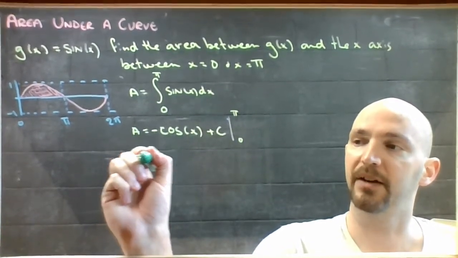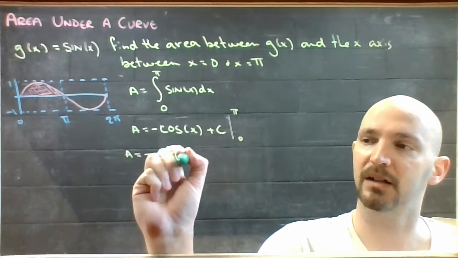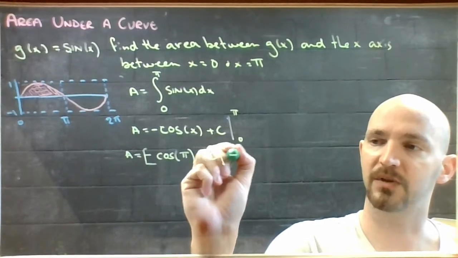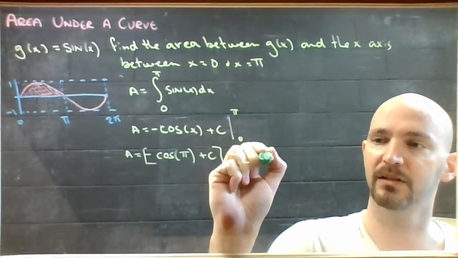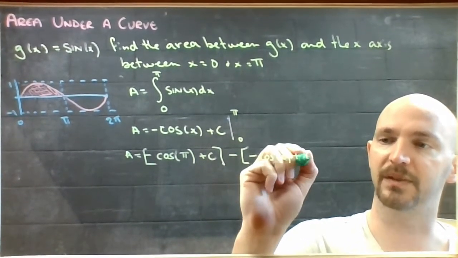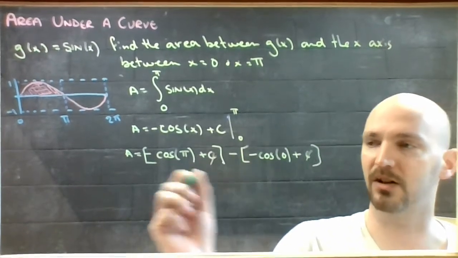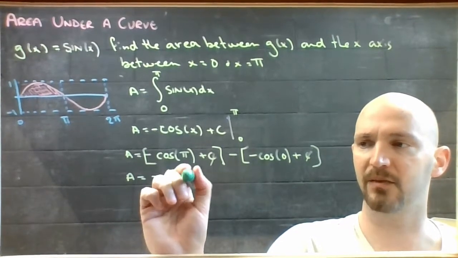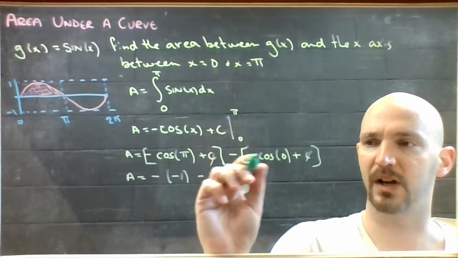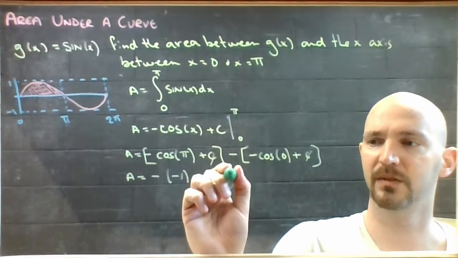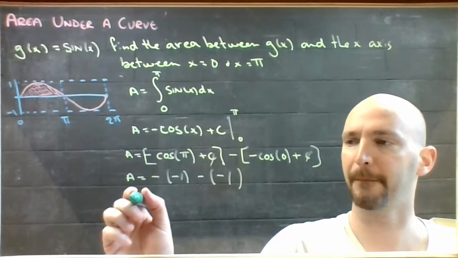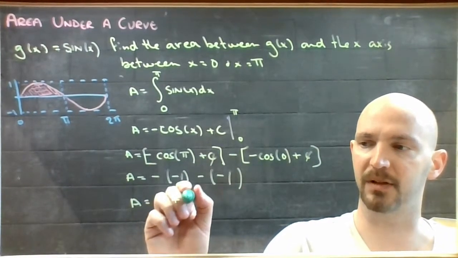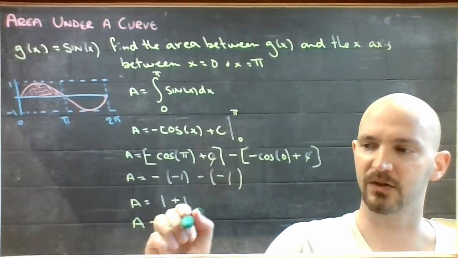So my area would be negative cosine of pi plus c, subtract negative cosine of 0 plus c. C minus c is gone. Cos of pi is -1. Subtract negative, cos of 0 is 1. Negative of negative 1 is plus 1. So the area is 2.